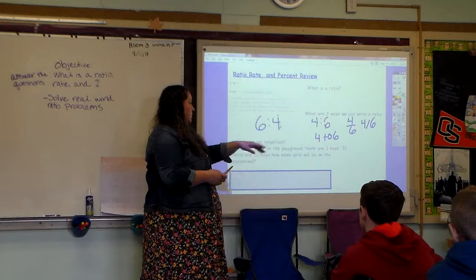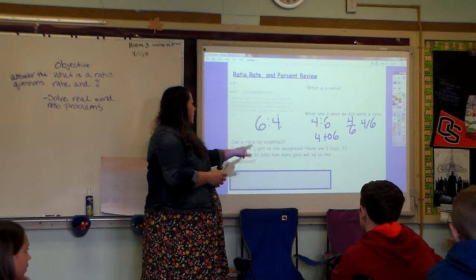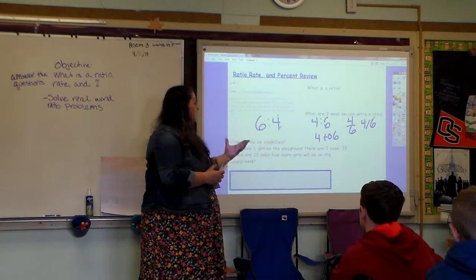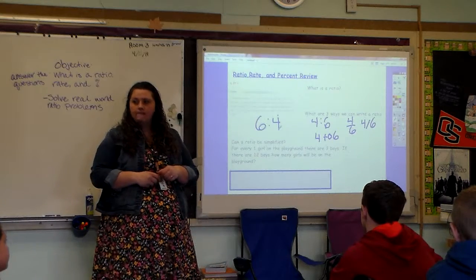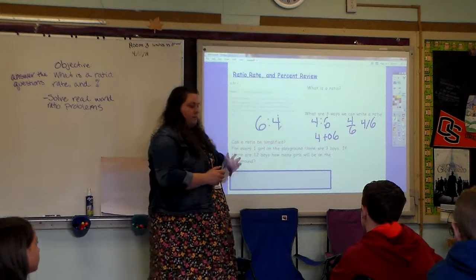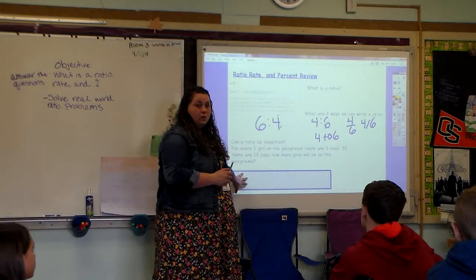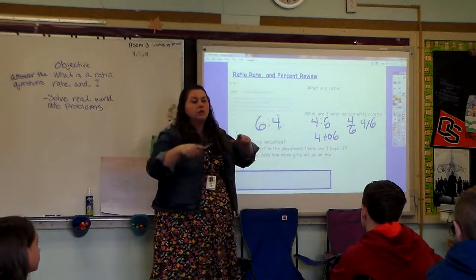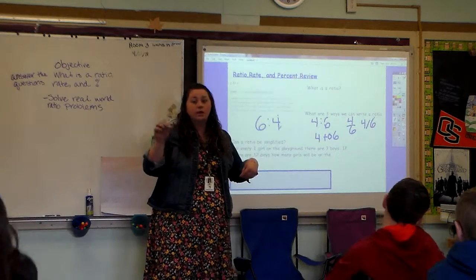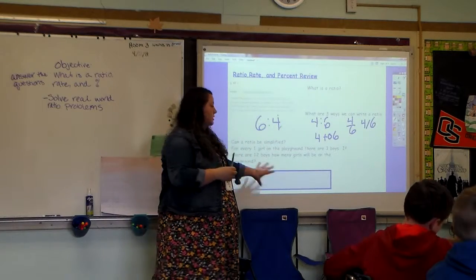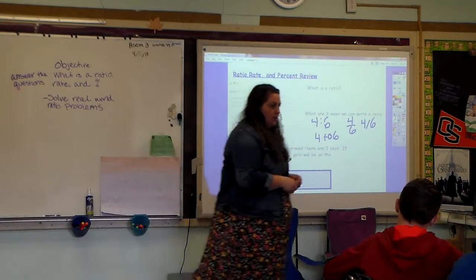So now I'm going to read the next part of the question. It says, if there are 12 boys, how many girls will be on the playground? Can I figure that out based on the information I have? Yes? I want you to talk to your table groups, talk to your neighbors. I'm going to call on someone at random, and I want you to tell me, how can I find this out?